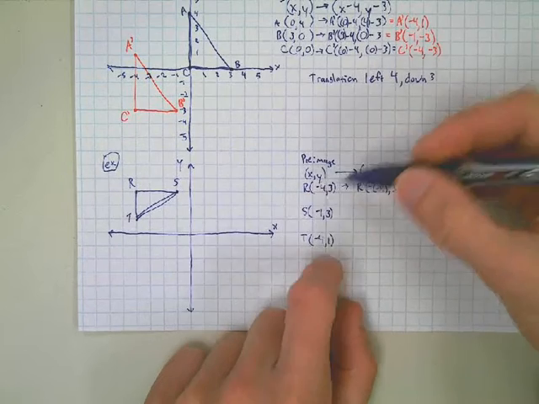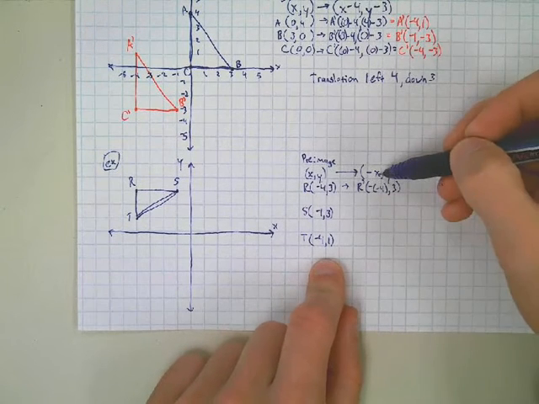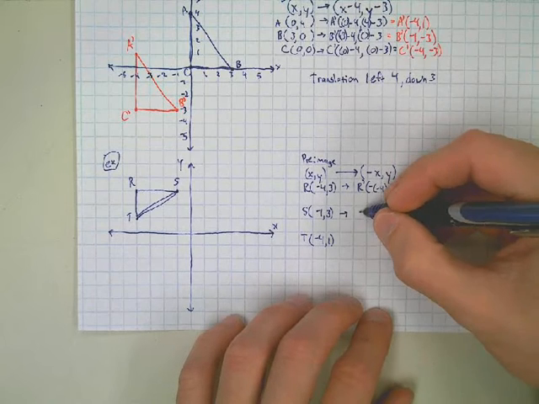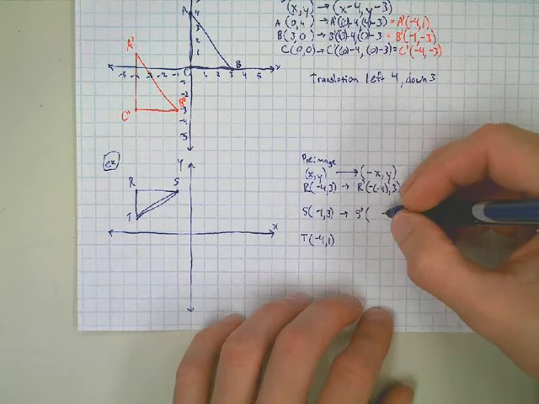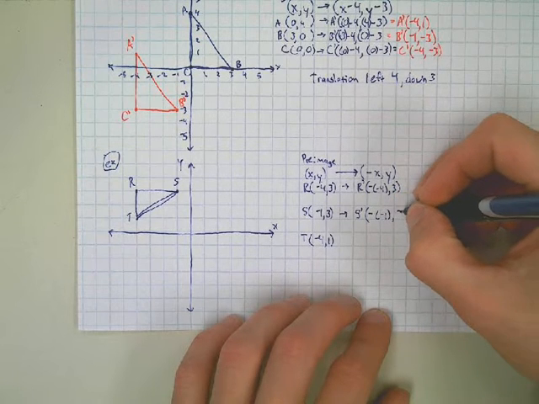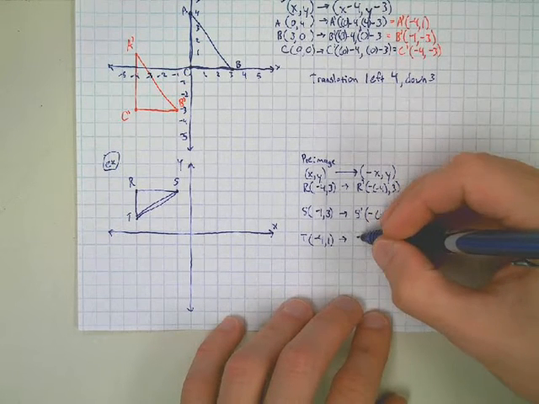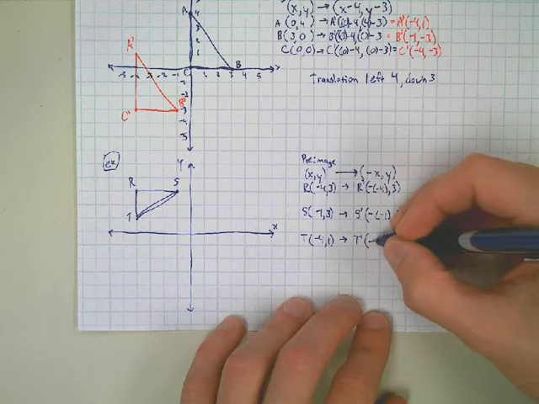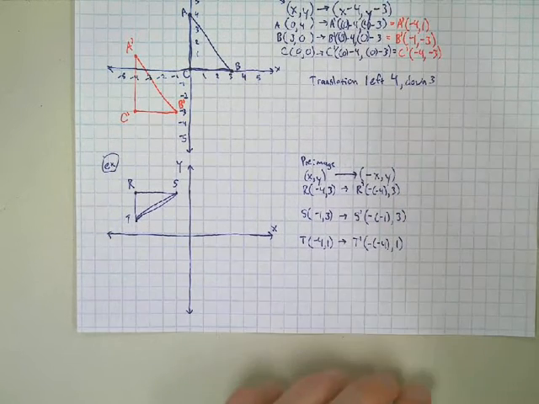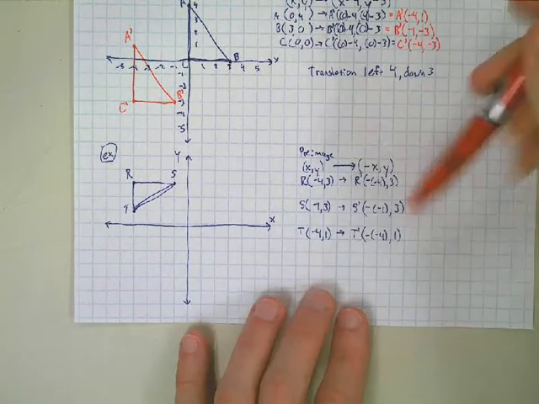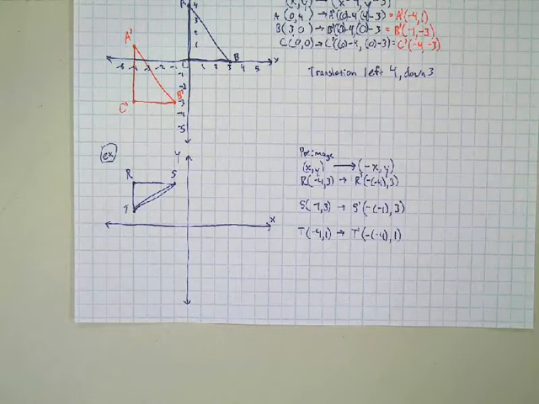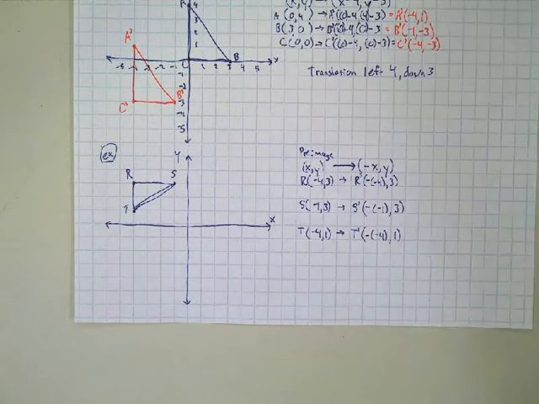So R prime is going to become -4, 3. The Y's stay the same, but the X's become the opposite. So I put a -4. What is a negative? Well, we'll talk about that. Wouldn't it be positive? Yeah. S prime is -1, 3. And then T prime is -4, 1.